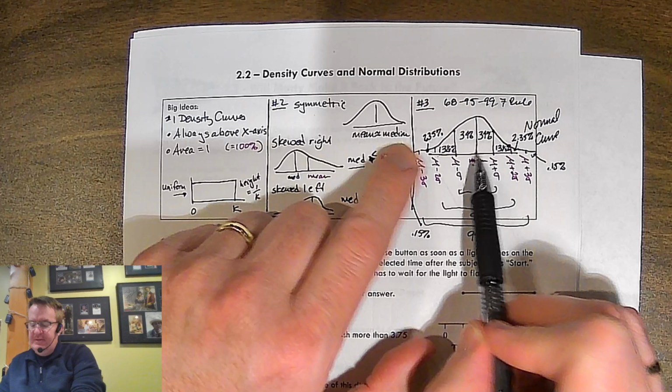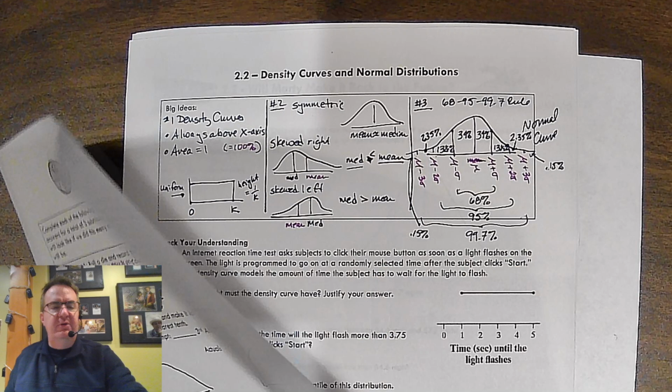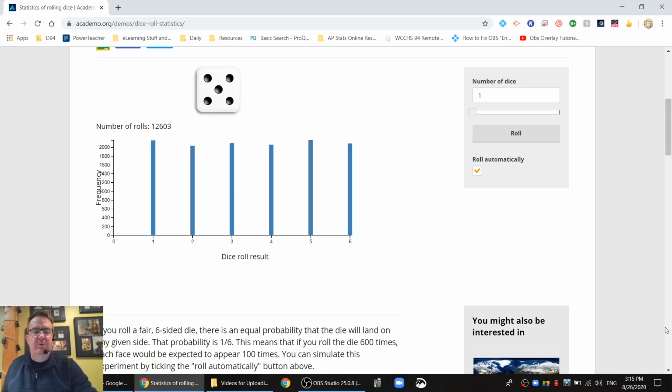Oh, by the way, just in case you were curious, there we go. Check that out. We're almost even. We've got over 12,000 rolls, and we're getting very, very close. Okay. So, anyway, moving back here.